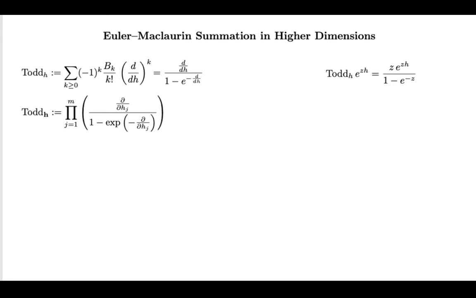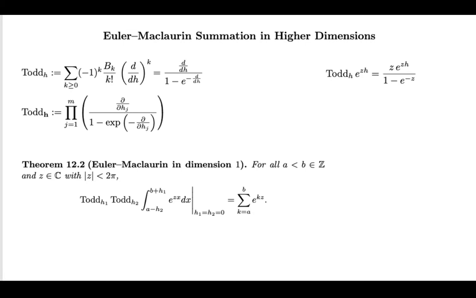Here's the definition again. This is essentially the generating function of the Bernoulli numbers, but we have a differential operator. I'm also reminding you of a sort of multivariate Todd operator where we have m variables. And on the right you see the fundamental lemma on the Todd operator, namely what happens when we apply it to an exponential function. And this gave rise to the Euler-Maclaurin summation.